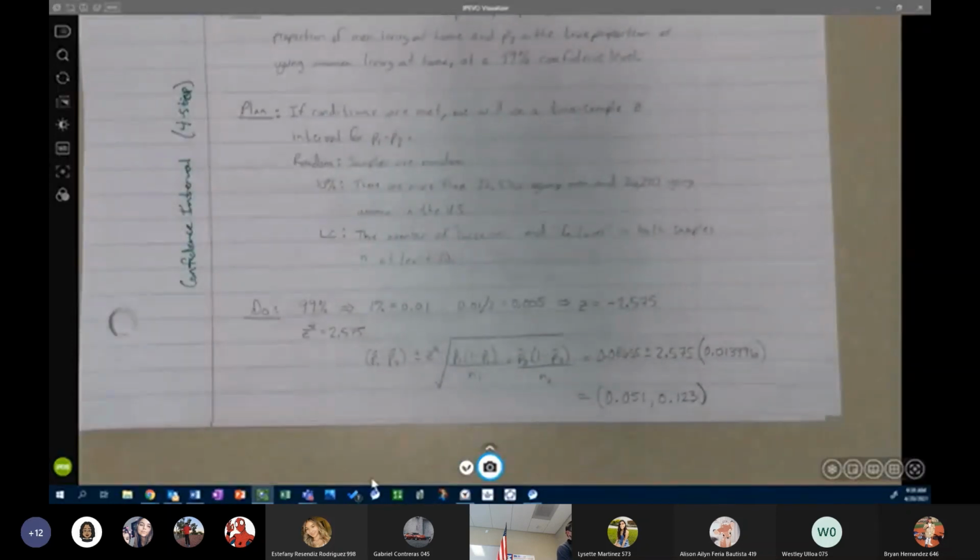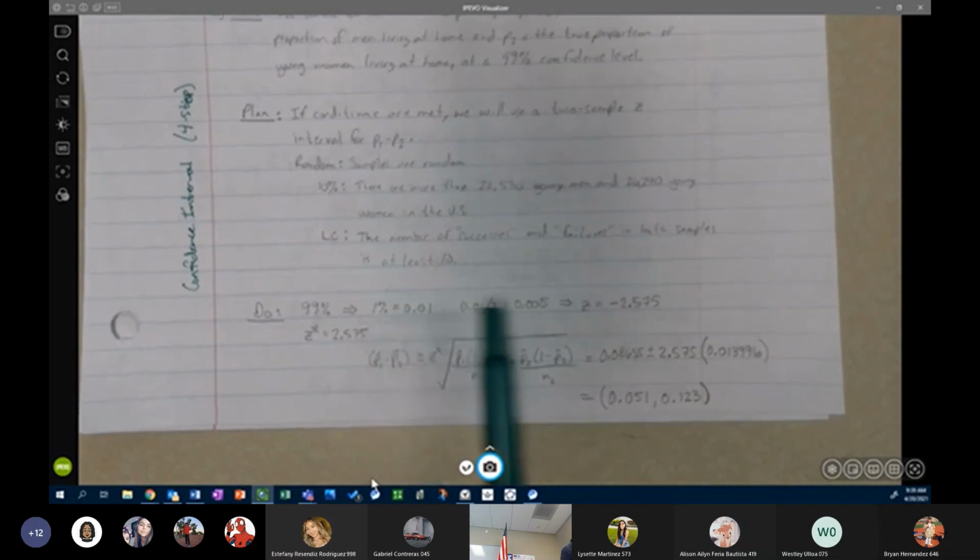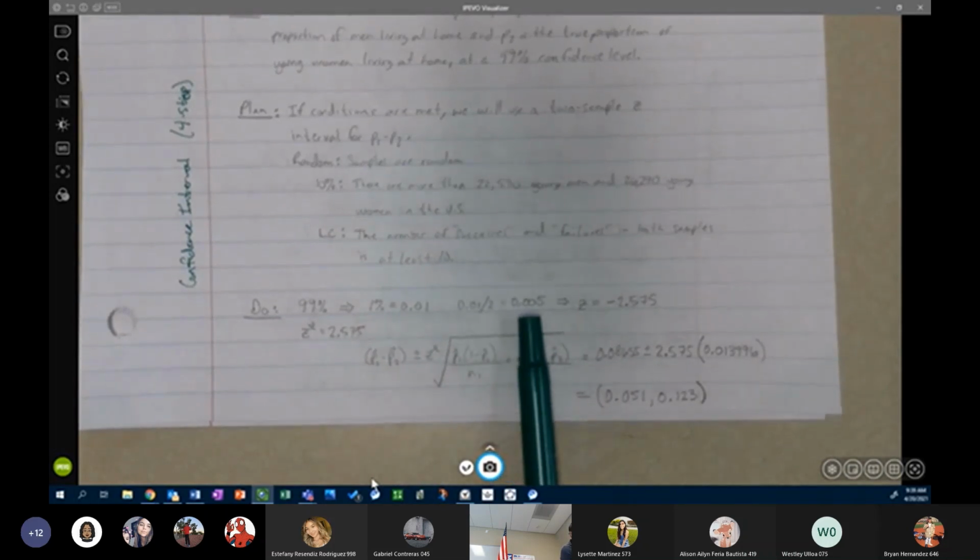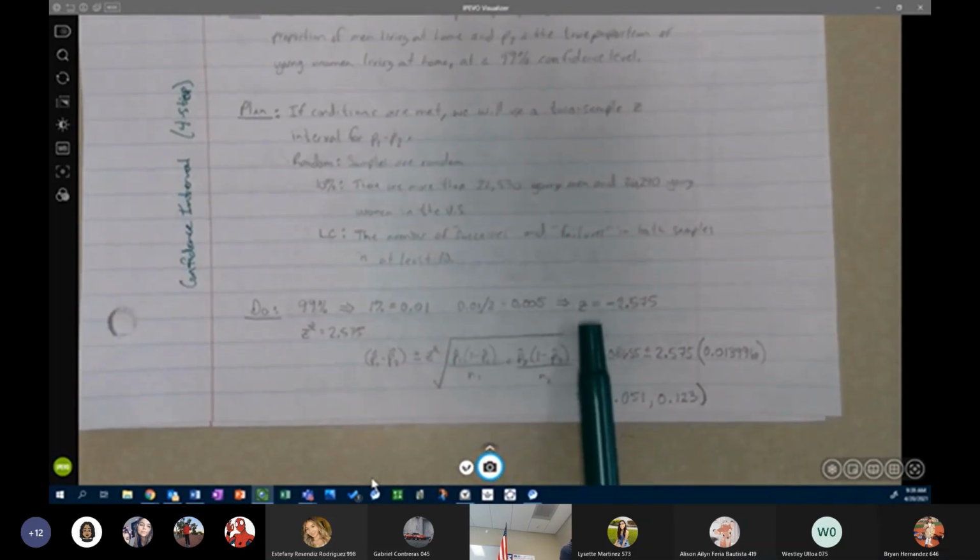All right, then we move on to the do part. We need 99% confidence interval. It leaves 1% for our tails, half of 1% of 0.005. That leads to a Z value of negative 2.575, which means our Z star value is 2.575. Remember that critical value is going to be a positive number. We're not going to use the negative number. We could use the negative number, and honestly, we'll still get the same interval. But it's just more proper to write it as the positive value.